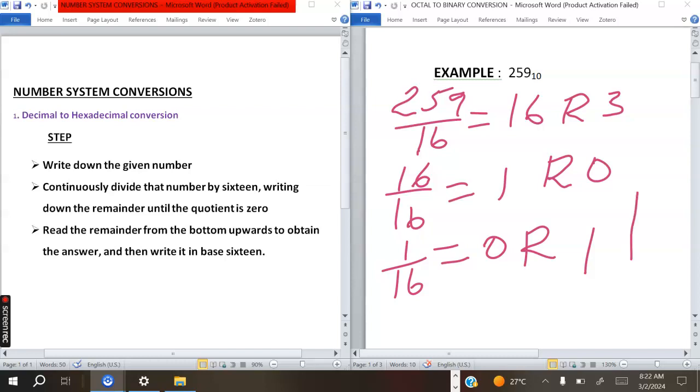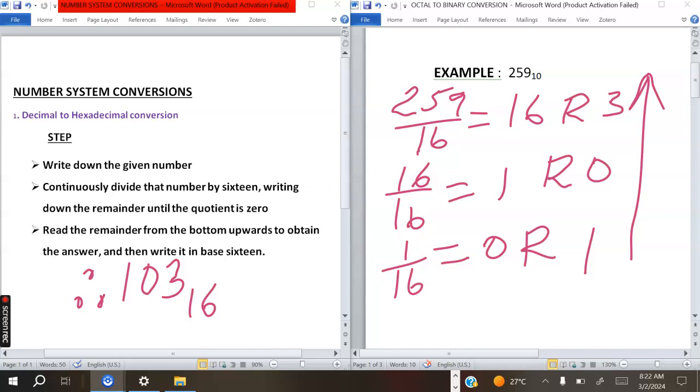Reading from the bottom upward, you read the answer like this. Therefore, we can conclude that when you convert 259 from decimal to hexadecimal, you get 103 base 16. That is our answer.